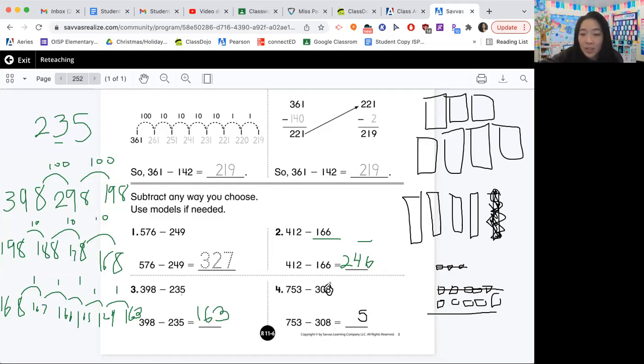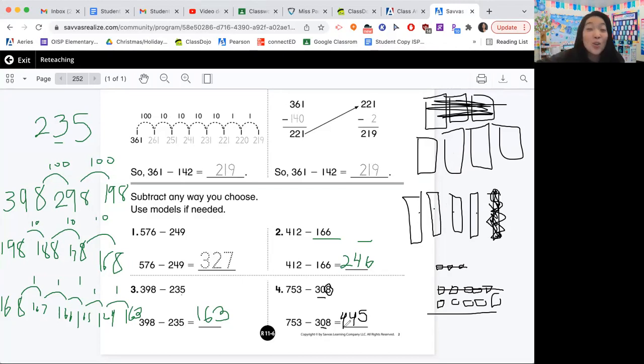Then I'm going to subtract 0 tens because there's a 0 there. So how many tens do we have? 1, 2, 3, 4. 4. Then I'm going to subtract 3 hundreds. So I'm going to subtract 3 of these. So how many do we have? 4 hundreds. So what is our answer for 753 minus 308? 445.